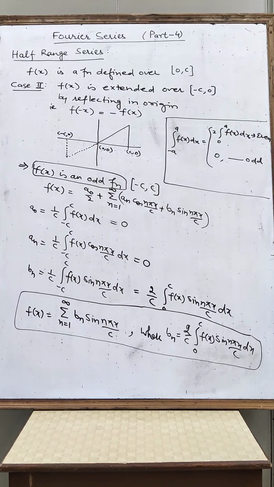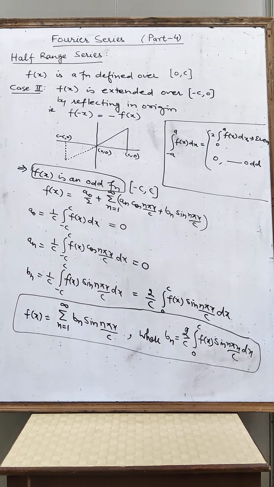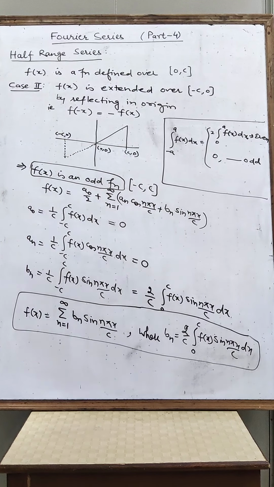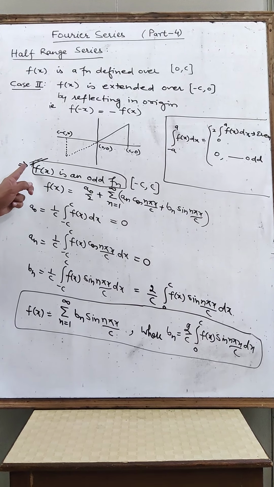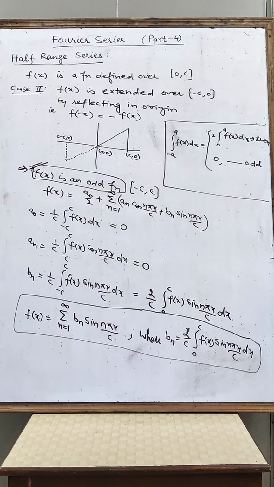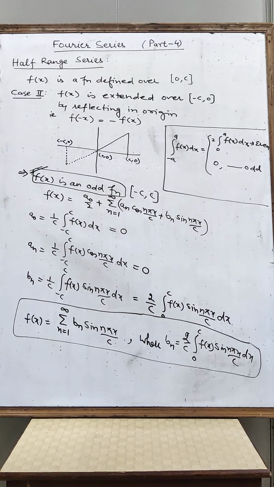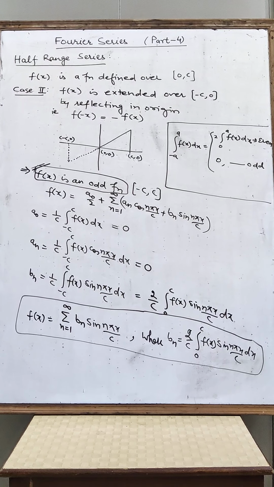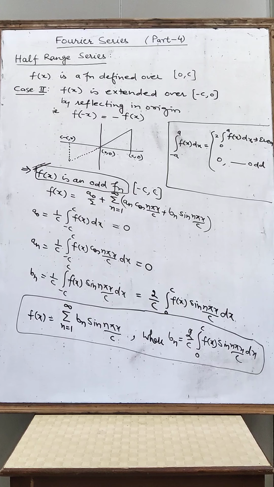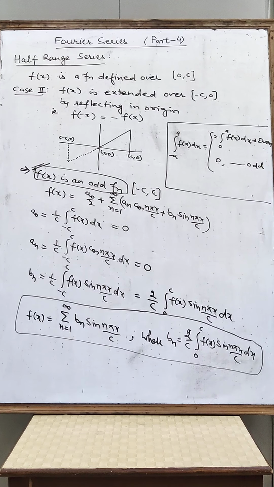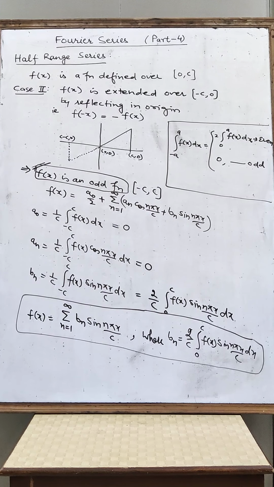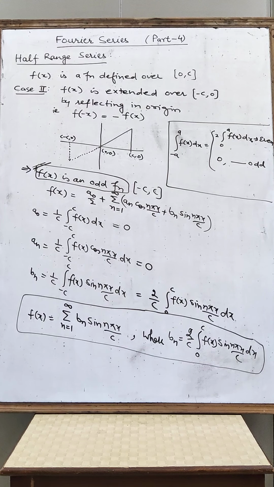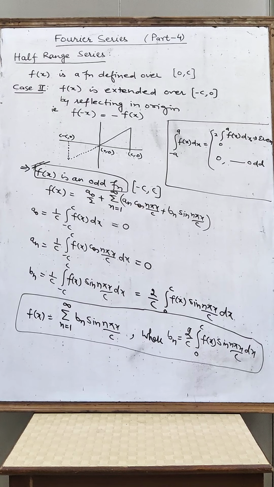So to find the half range sine series, we extend our function as an odd function. So students, to get a sine series, we will extend our function as an odd function. To get a cosine series, we extend our function as an even function. So we can find both sine and cosine series for a function by extending it as an odd function or an even function. So the same function can be extended as sine and cosine series separately.